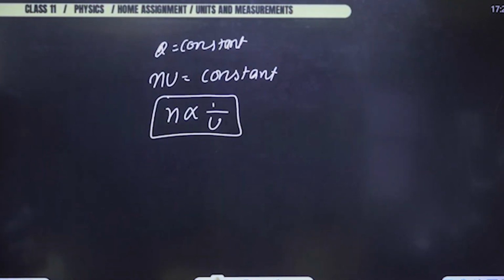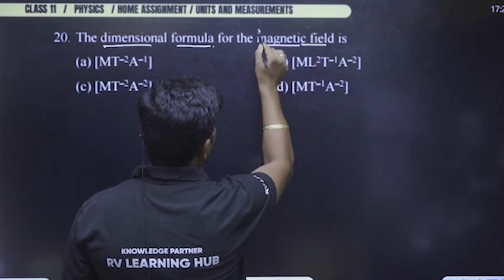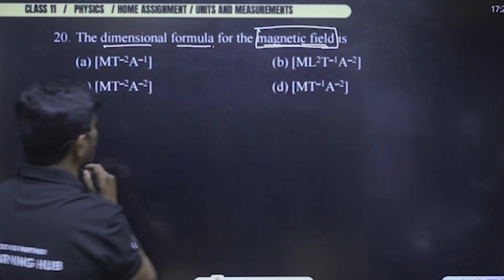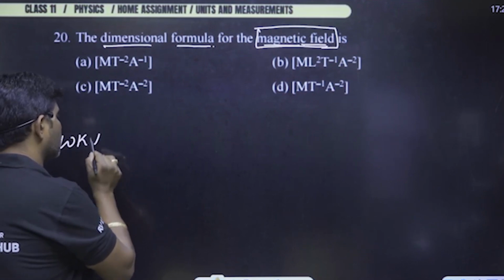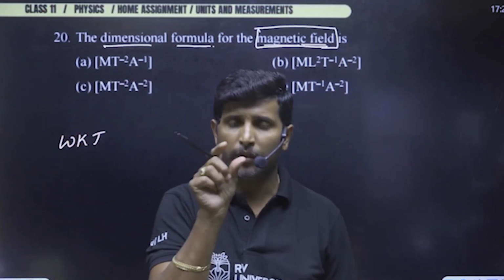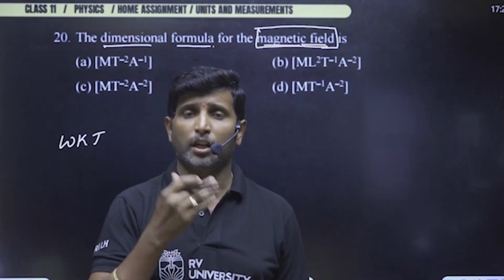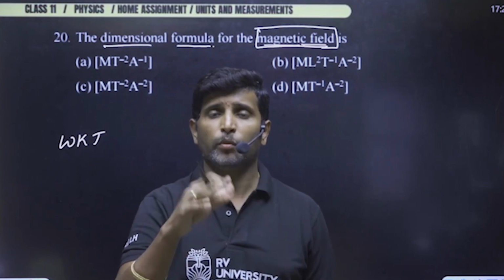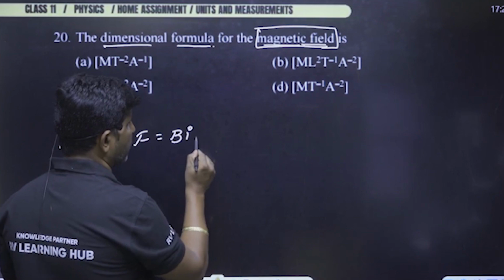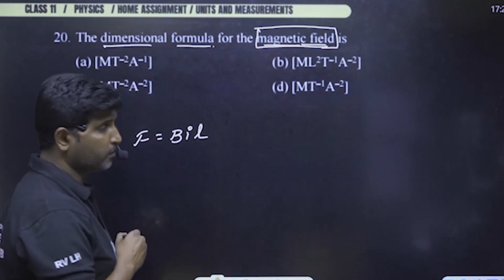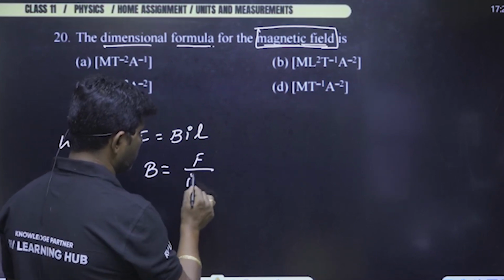So let us see the next question, what they are asking us to calculate. The dimensional formula for the magnetic field, they are asking. What is the dimensional formula for magnetic field? How can I get the dimensional formula? See here, in order to get the dimensional formula of any physical quantity, at least I should know what is the unit of that physical quantity. Otherwise, at least I should know what is the relation with other physical quantities. So here we know that F is equal to B into I into L. Recently we have studied these formulas in moving charges and magnetism. Is it right? So B is equal to F divided by I into L.